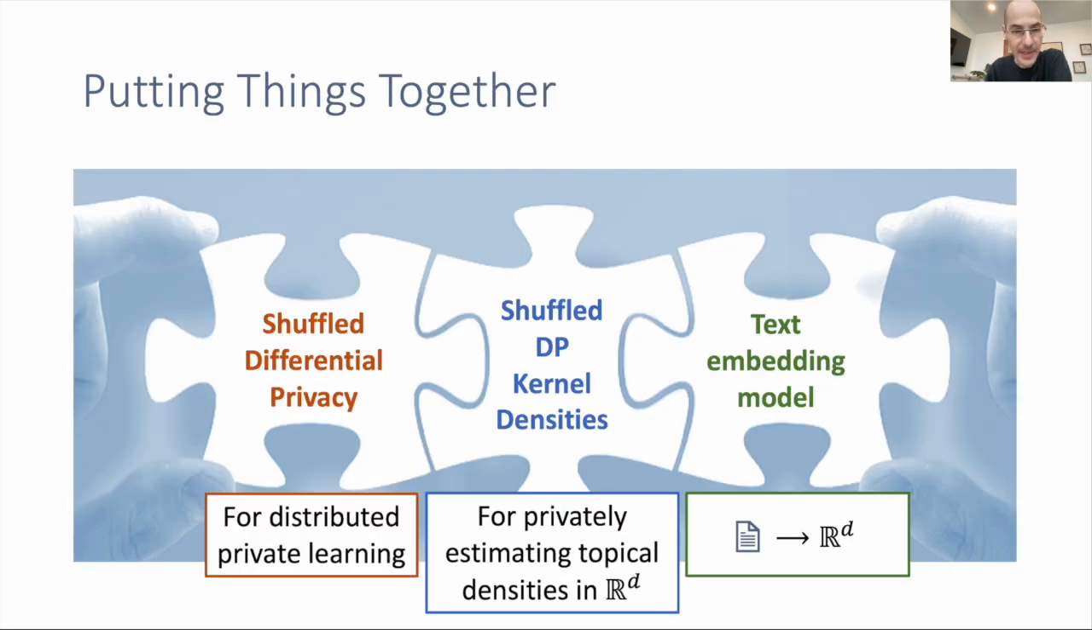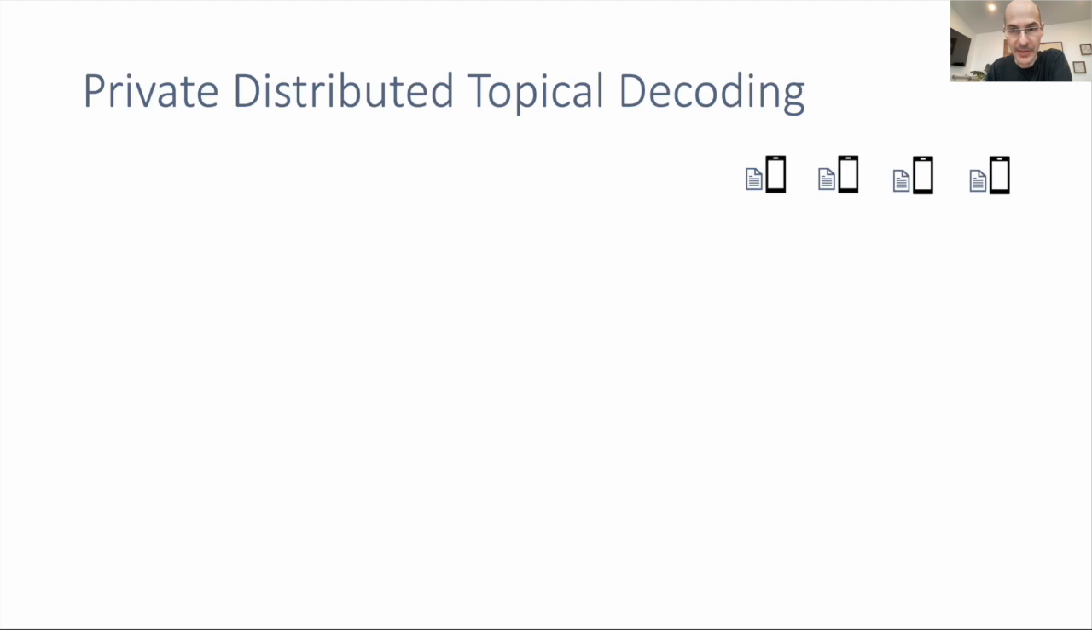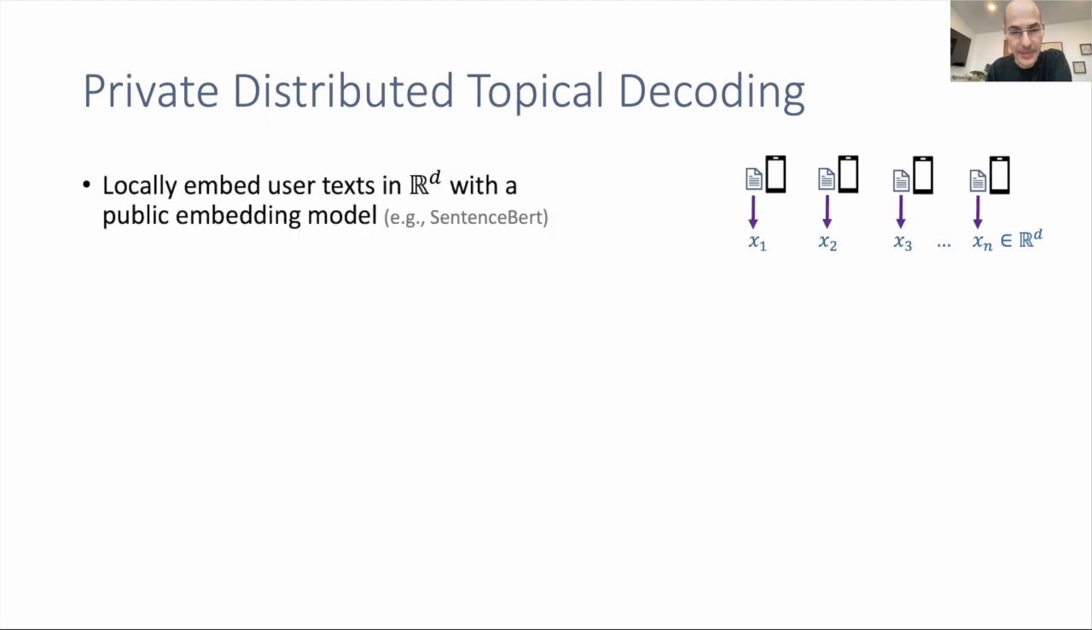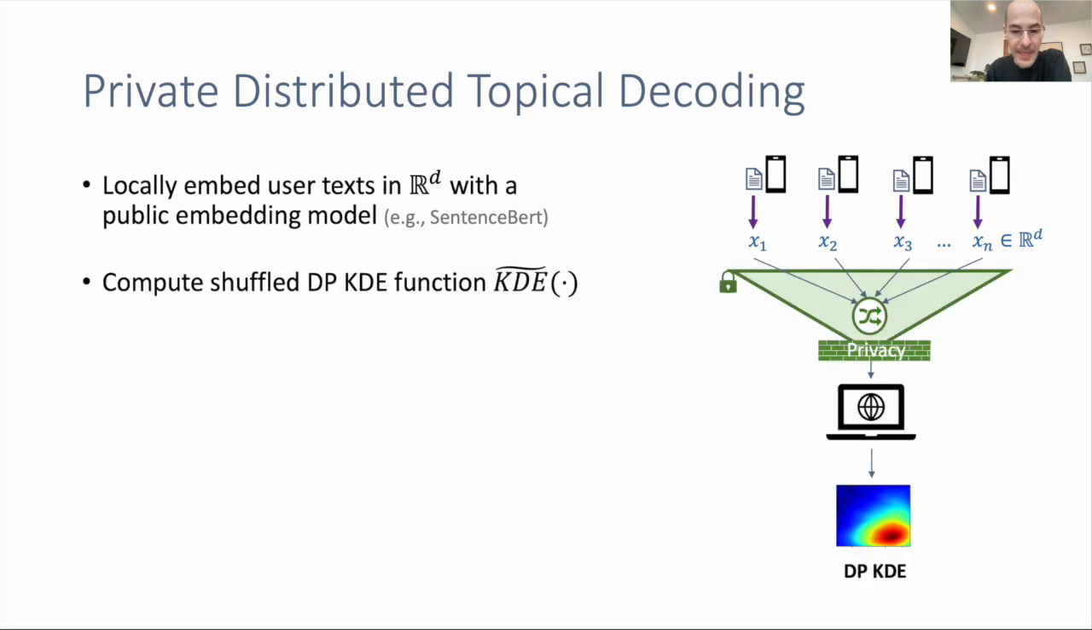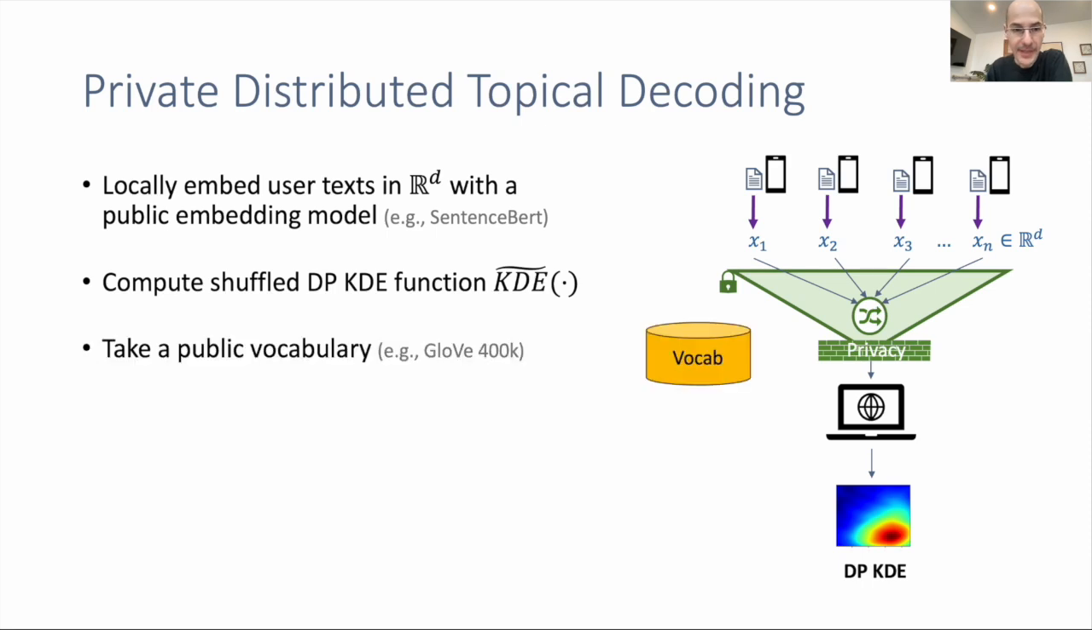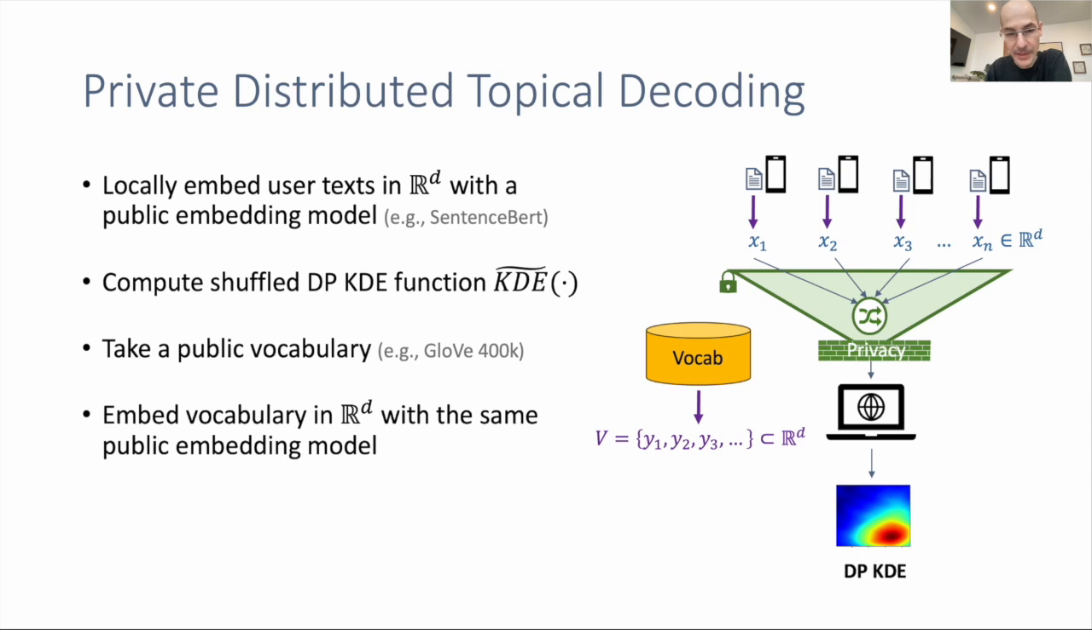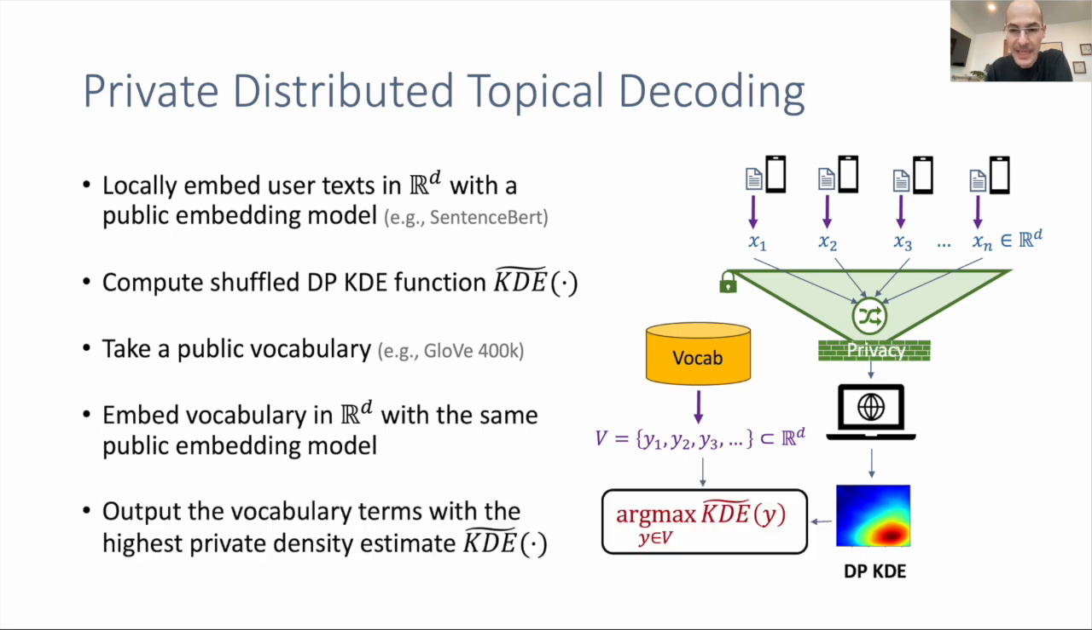So let's see how everything fits together. To solve private distributed topical decoding, first, every user will locally embed her text into R^d using some public text embedding model. Then they engage in the Shuffled DP protocol to produce the approximate KDE function. Then the server can take a public vocabulary, embed every term in this vocabulary in R^d using the same public text embedding model, and measure the approximate density of every term in the vocabulary with respect to the dataset using this private KDE approximation, and output the terms that have the maximal density. Those terms are going to capture what the texts are about.